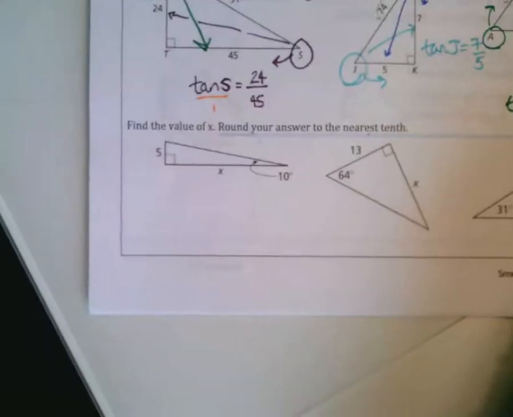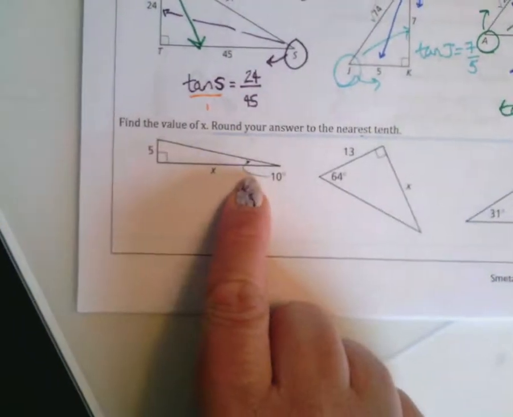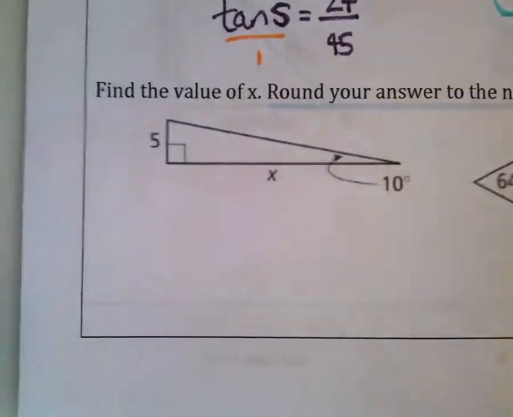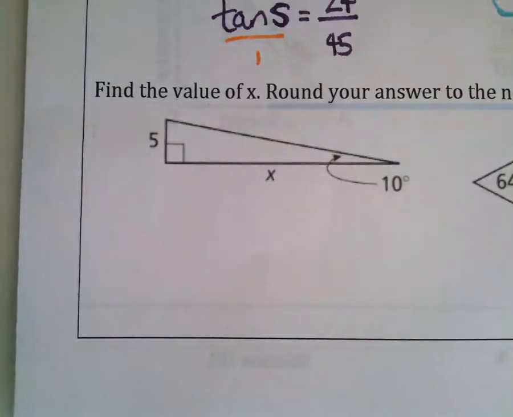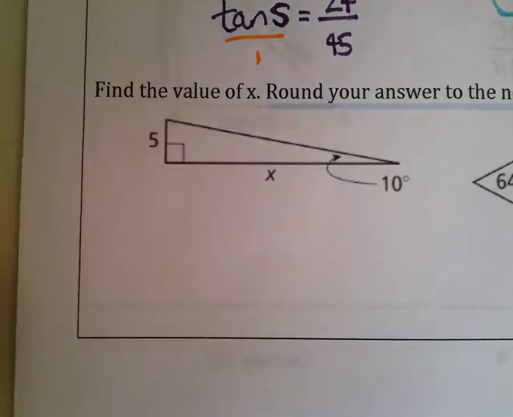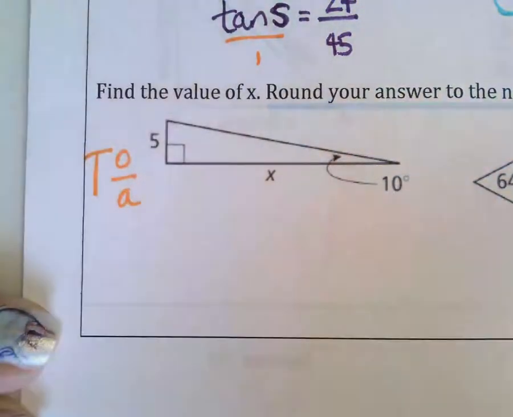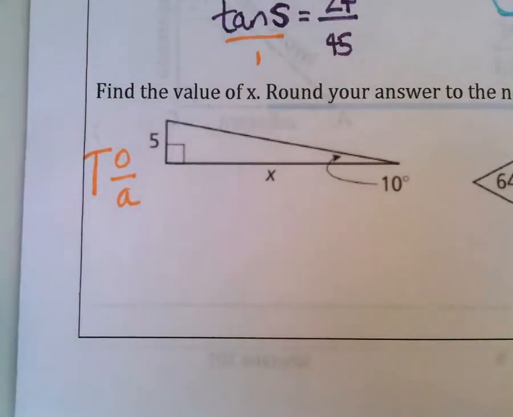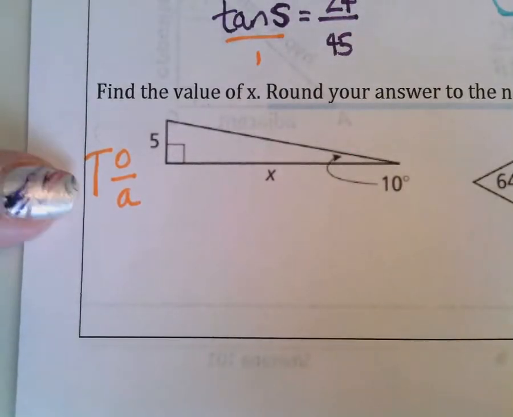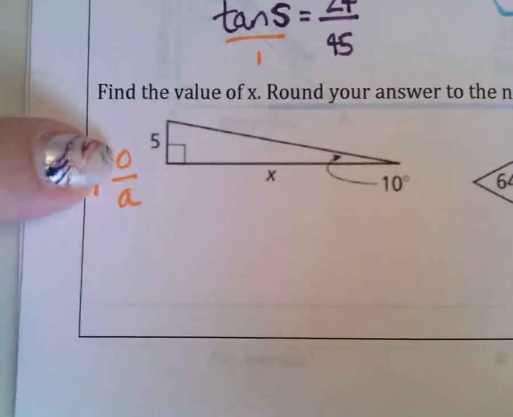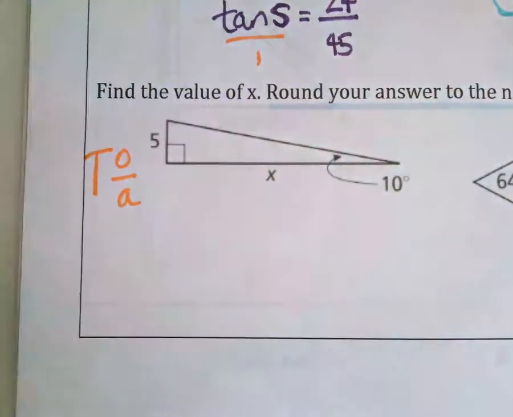All right, let's keep going. So now I got a degree. You're like, oh, yay, a degree. So when you're doing these, identify what you have. Now we are still using tangent for all of these. So remember, tangent is going to be opposite over adjacent. And I'm writing it like that very specifically, because that means tangent of the degrees is equal to the opposite side over the adjacent side.